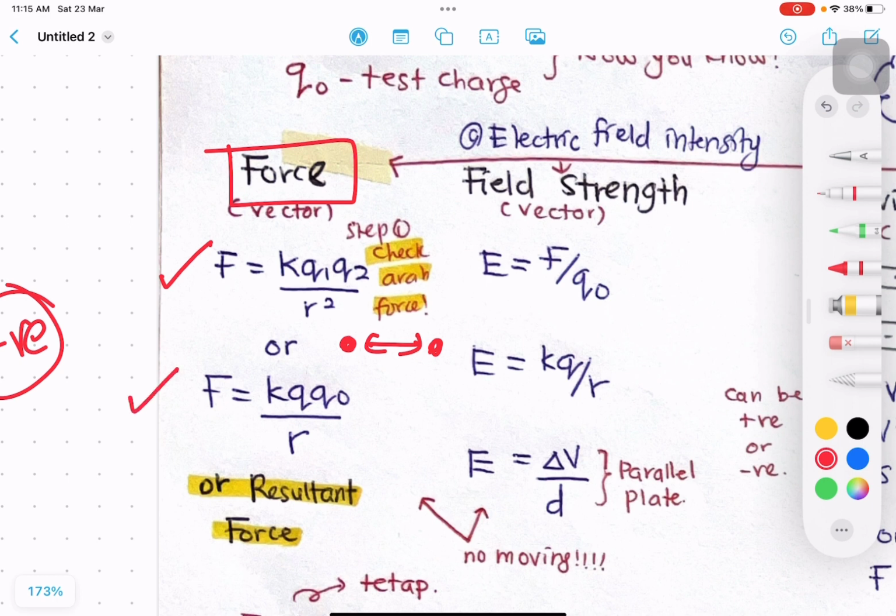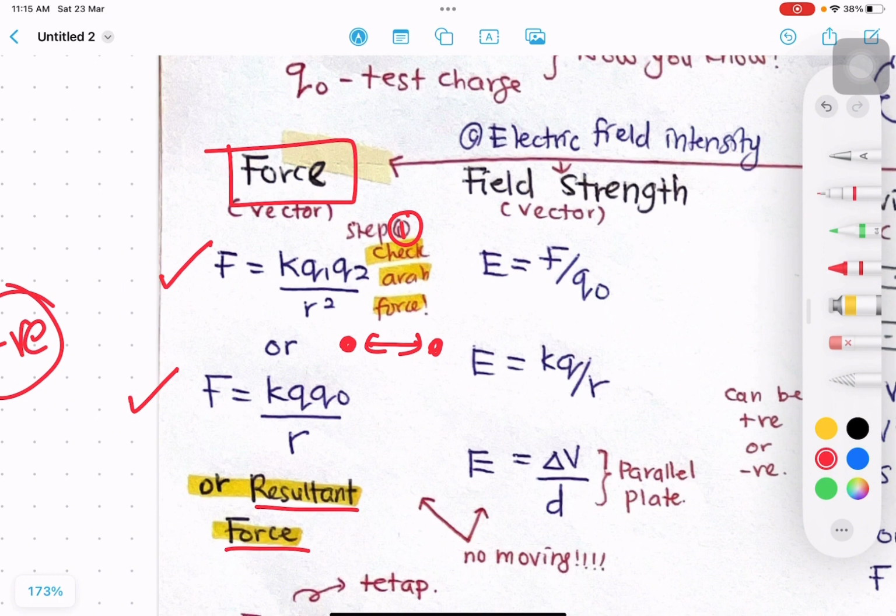From the force, we need to find the resultant force when it involves 2, 3, and many more point charges in the question. If it has more than 2, more than 3, you need to find the resultant force if the question asks you. Alright, so the first step for answering the force question, you need to check the direction.